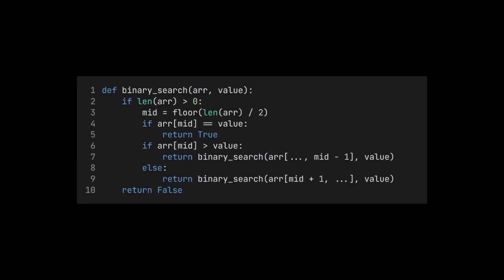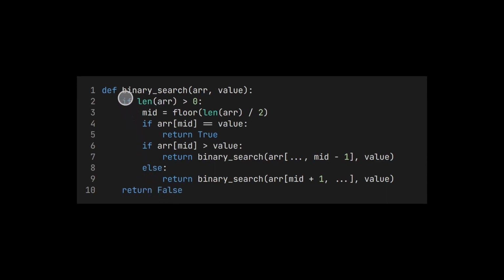So we are done. How can we implement this algorithm? Like this, for example. First, we check if the array or the subarray we are looking at right now contains any elements at all. If not, the value we are looking for cannot be in the array.